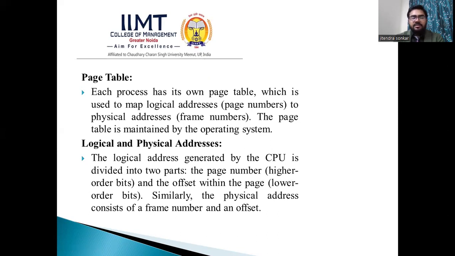Now let us understand some terminologies of paging, like the page table. The page table is used to map the logical address to the physical address, and the page table is maintained by the memory management unit. The logical and the physical address: the logical address is generated by the CPU and is divided into two parts. Number one, the page number, the higher order bits, and the page offset, the lower order bits. Similarly, the physical address consists of the frame number and the offset.